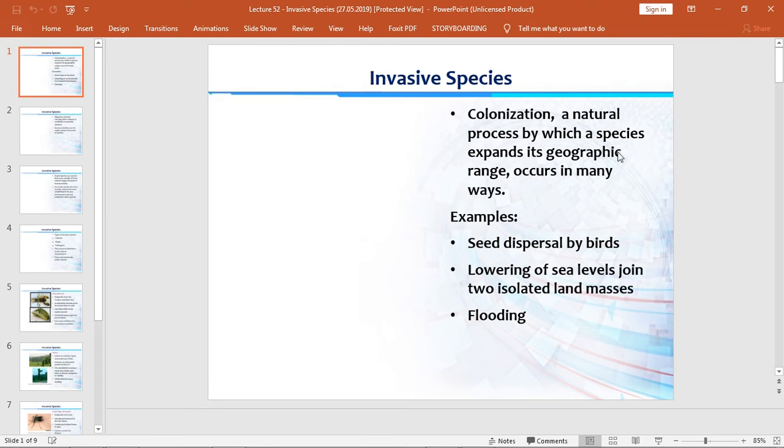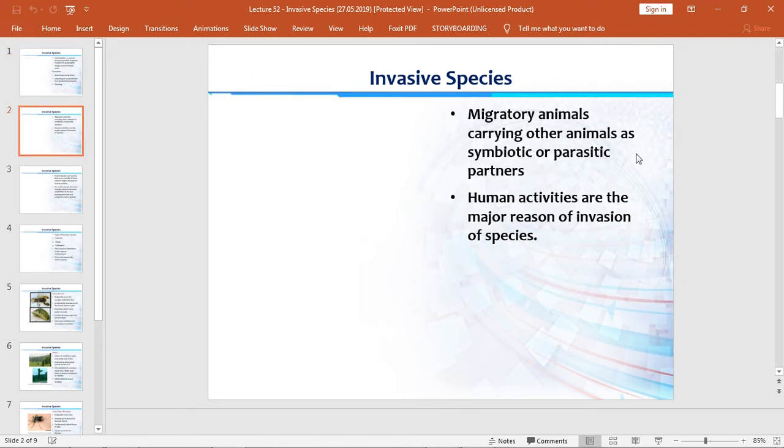Colonization, a natural process by which a species expands its geographic range, occurs in many ways. Examples are seed dispersal by birds, lowering of sea levels joining isolated land masses, flooding. Migratory animals carry other animals as symbiotic or parasitic partners. Human activities are a major reason of invasion of a species.